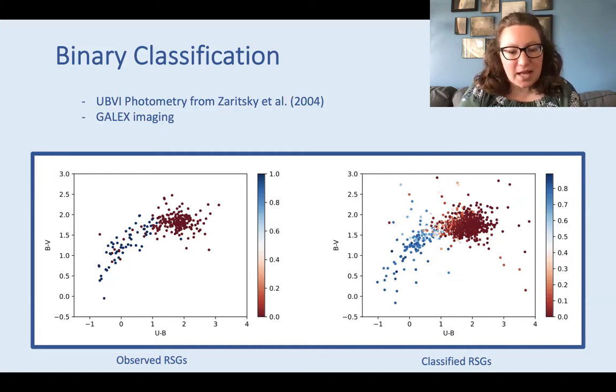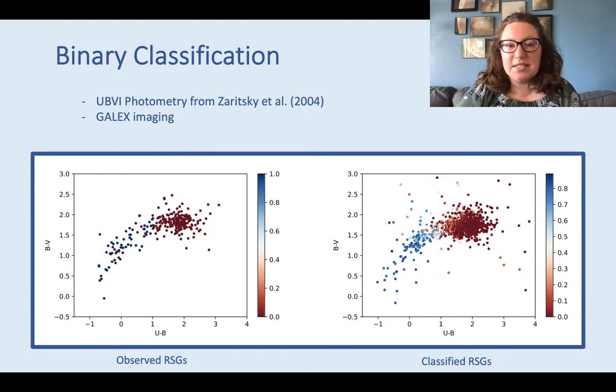On the left plot, we have the observed and spectroscopically confirmed stars, and you can see that the red ones are single and have redder colors, whereas the binary ones have a nice blue excess, as you would expect from having a B star companion. On the right, we have all of the red supergiants that have been classified using the k-nearest neighbors approach. The bluer the point, the more likely it is a binary, and the redder, the more likely it is a single star.